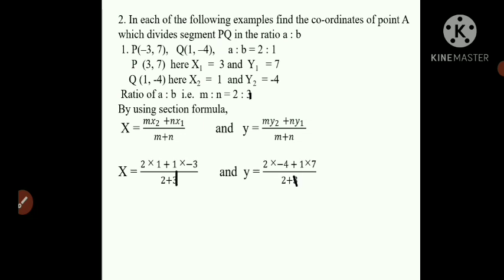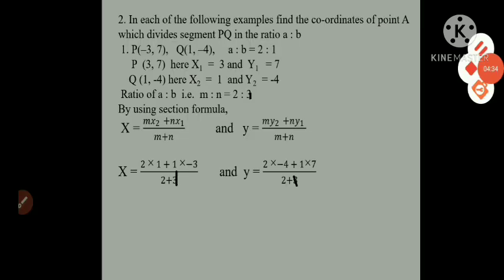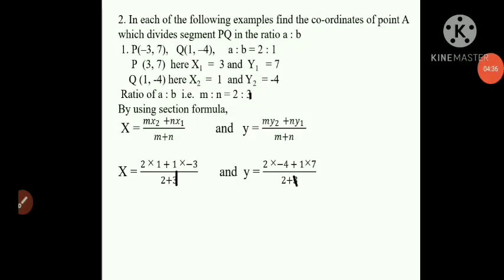M is 2 multiplied by x2 is 1, so 2 into 1, plus nx1, means n is 1. See students, the ratio is given 2:1. So we have nx1, n is 1, multiplied by x1, which is -3, that is -3.